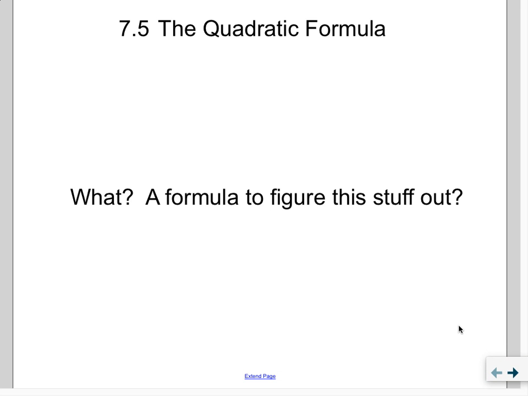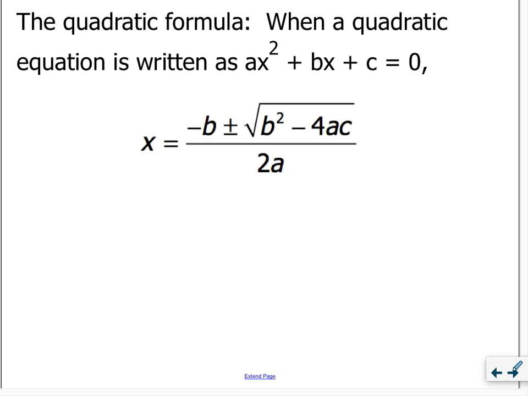Okay, if the last few days have been a struggle for you to solve these equations, believe it or not, there's a formula that you can use to figure all this stuff out. There's a formula that allows you to solve for x. You don't need to do the factoring or the solving by completing the square. So check it out. This is what's called the quadratic formula.